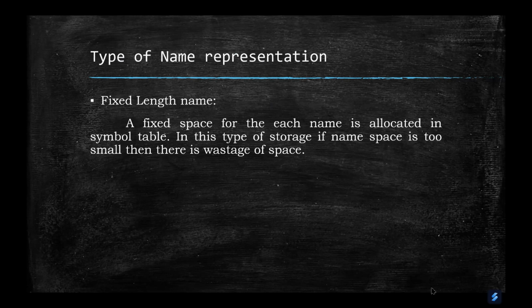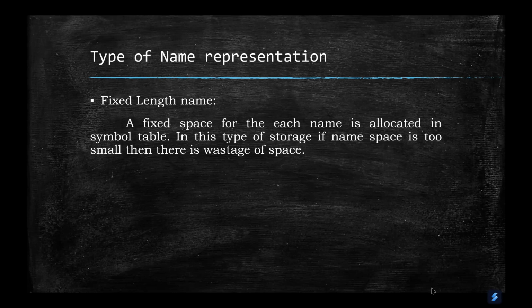Next, types of namespaces, or we can say how to store the names in the symbol table. There are two types of namespaces: one is fixed length and another one is variable length. A fixed length space for a name is allocated in the symbol table. In this type of storage, if the name is too small, then there is wastage of space. That means we allocate an array of 10 characters and utilize only 5 characters. The remaining 5 are wasted, and we are unable to allocate the remaining space to others.